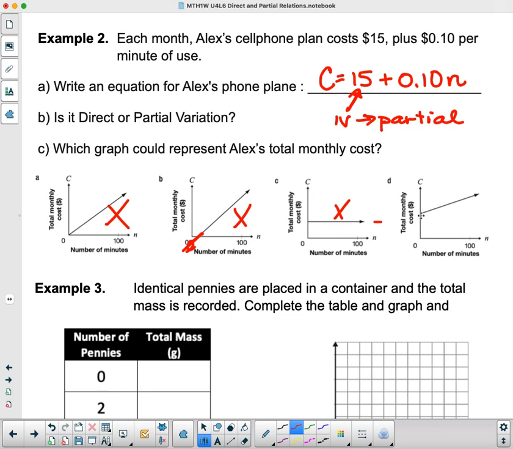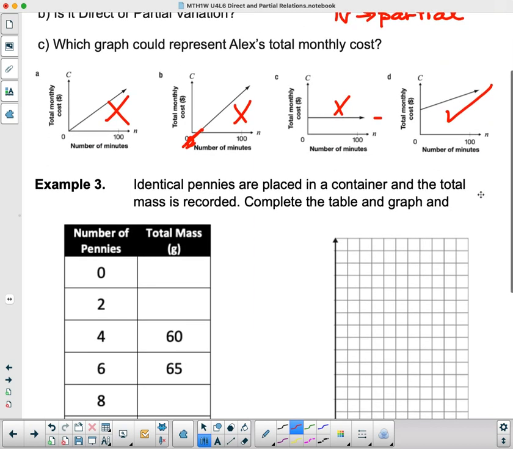Hopefully it's this one. Okay, that looks like it could be 15, and then it's going up for the minutes, and that's what this is saying. $15 plus going up for the minutes. So this one could represent it.